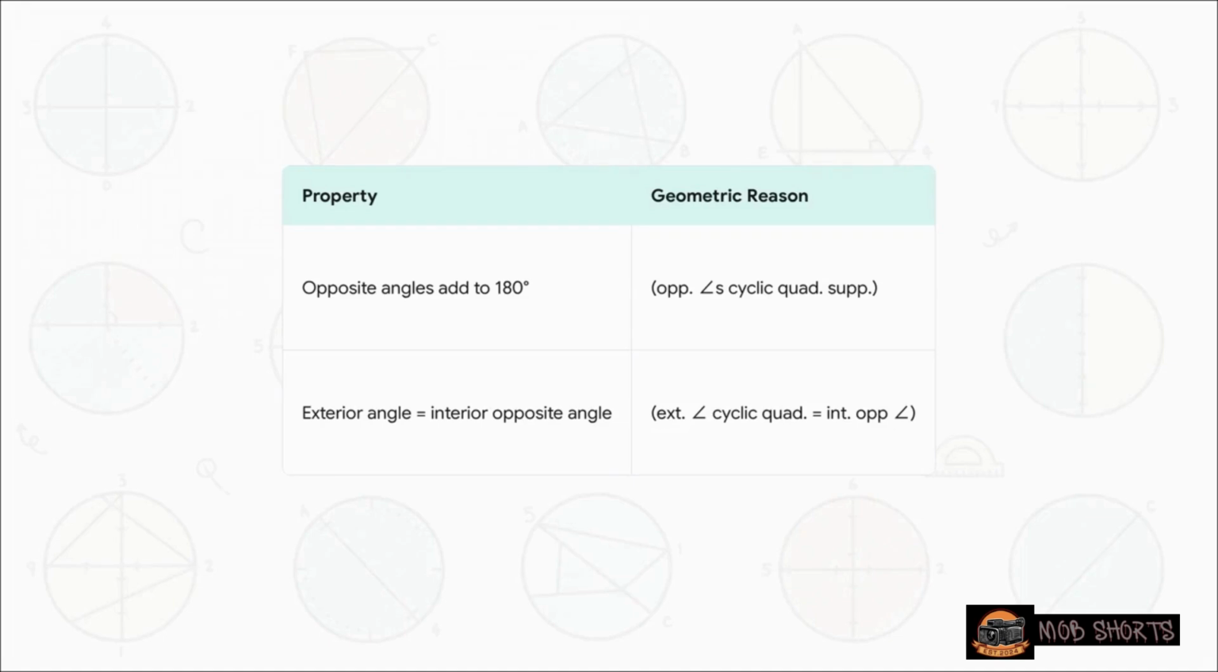This shape has 2 main properties you really need to remember. They are game changers. First, the opposite angles always add up to 180 degrees. Always. And second, if you extend one of the lines to make an exterior angle, that angle is exactly the same as the interior angle on the opposite corner. Both of these are fantastic shortcuts.